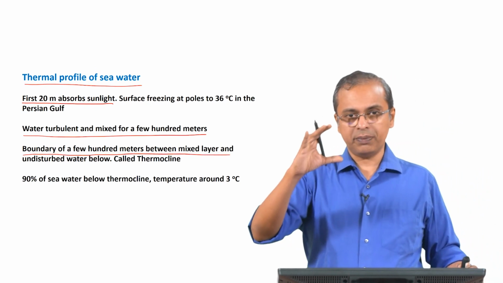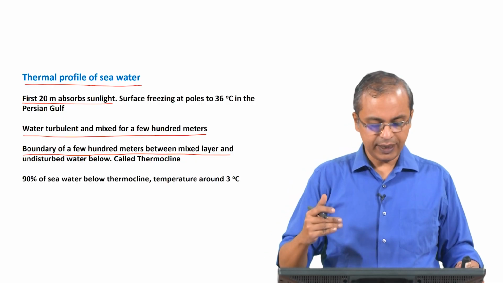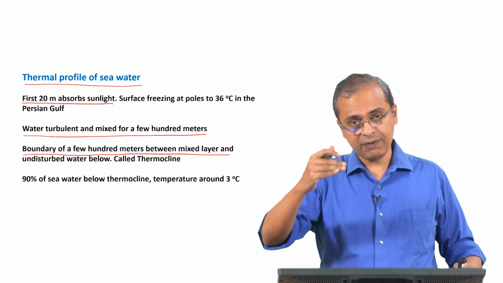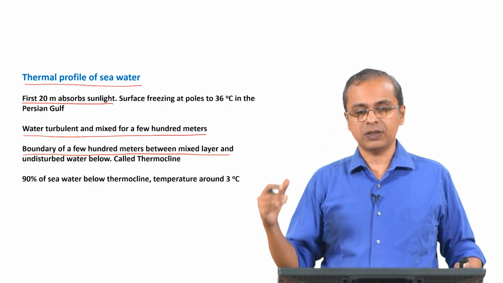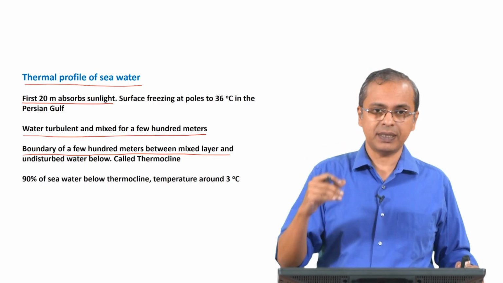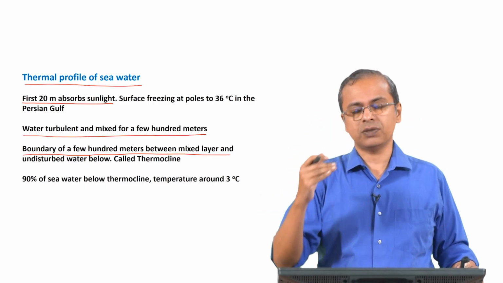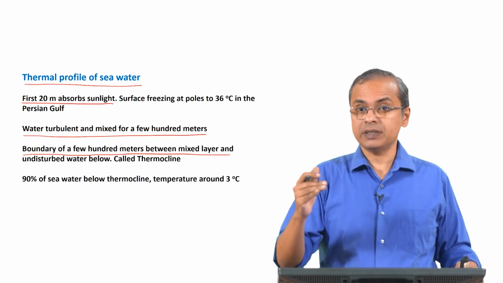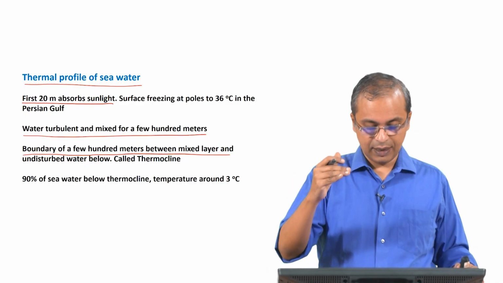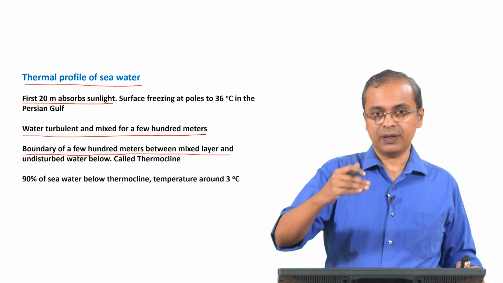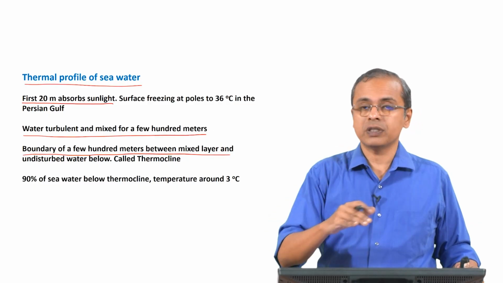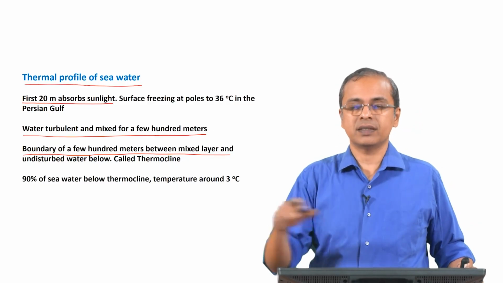So, this top layer is called the mixed layer, and from there you have a boundary. That boundary itself extends for a few hundred meters. Okay, so, it is not a very sharp boundary, but it is relatively sharp in the grand scheme of things. A few hundred meters of boundary is there, in which the level of disturbance comes down, and then below this boundary there is relatively undisturbed water.